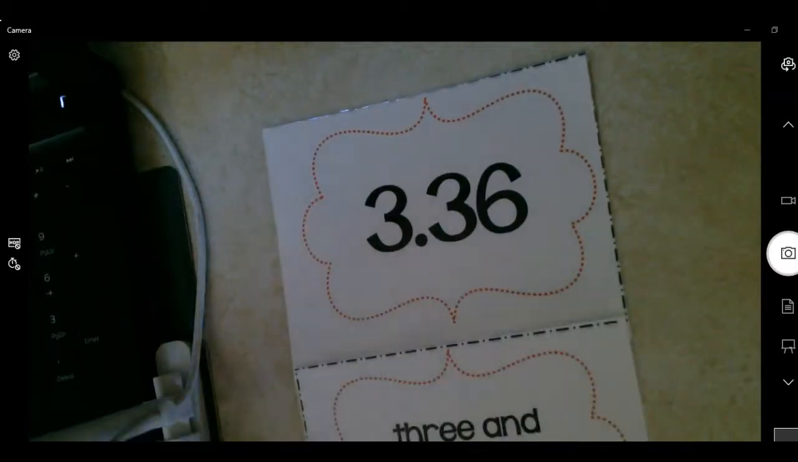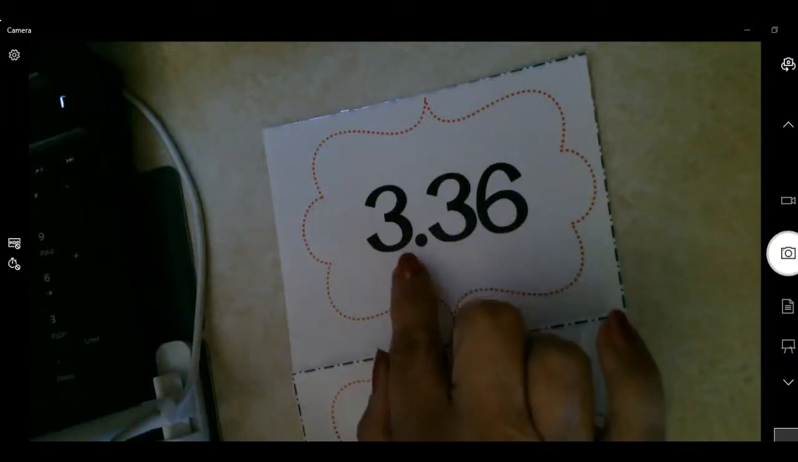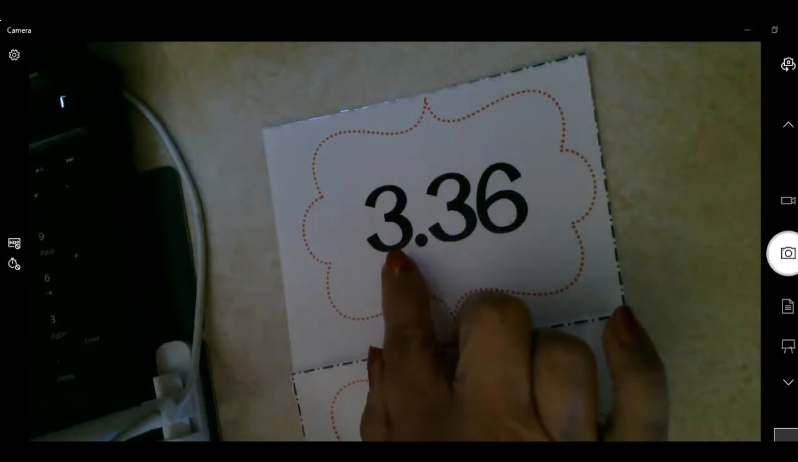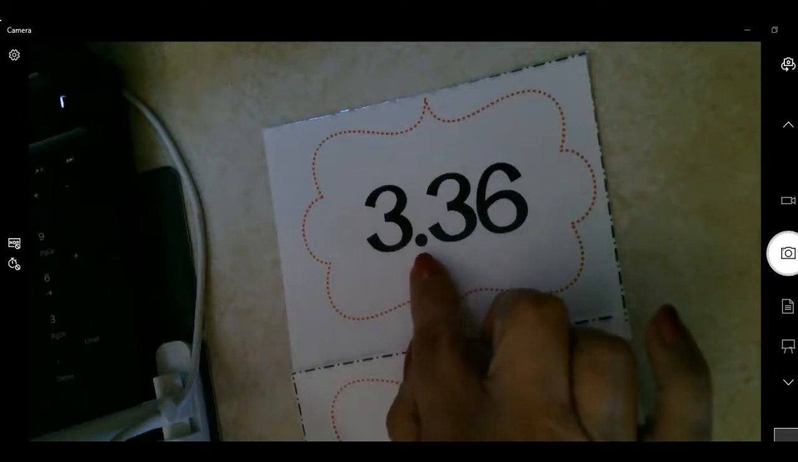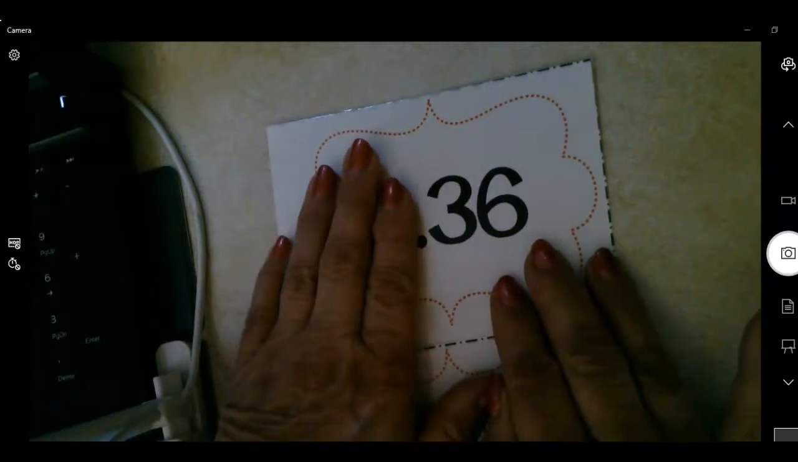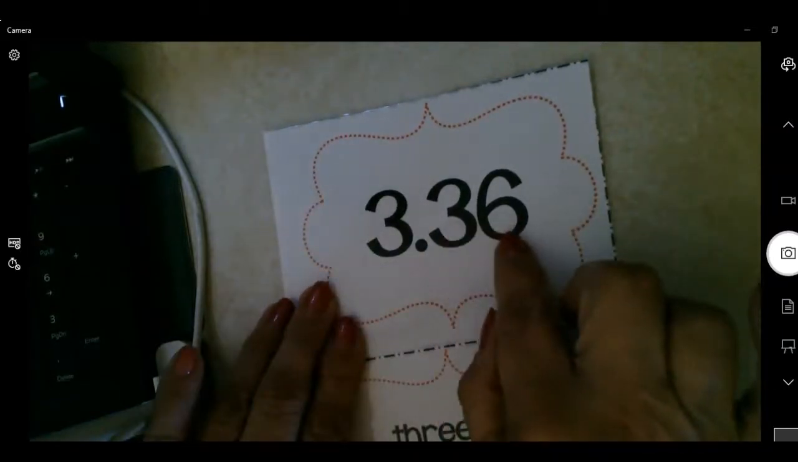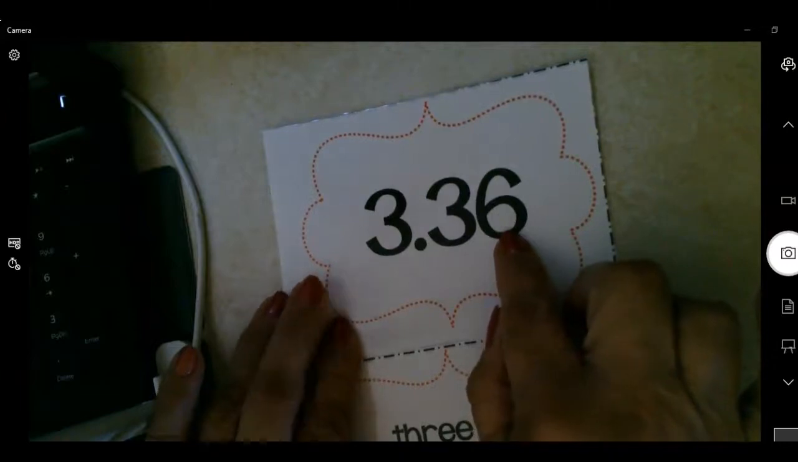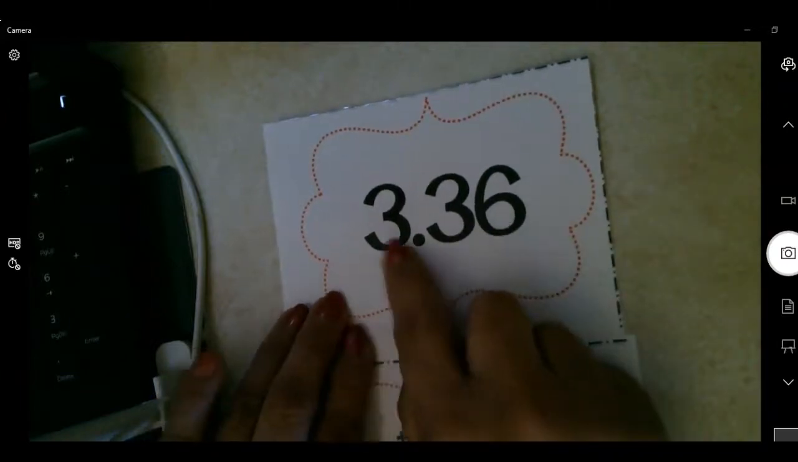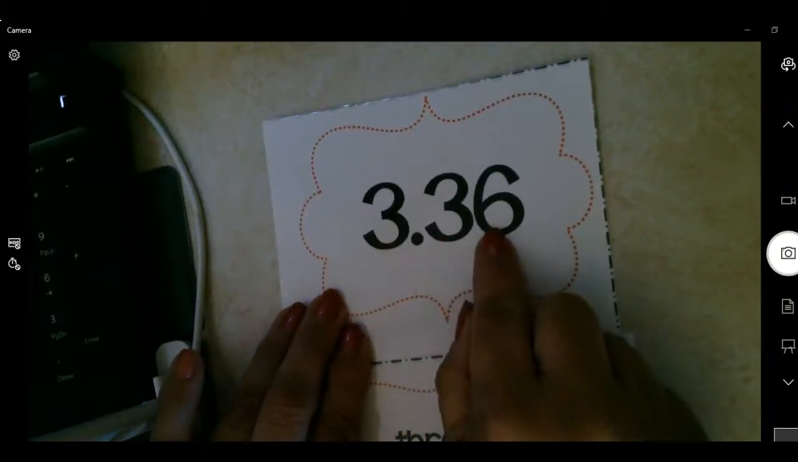We have the same digits as we did before, but this is a totally different number. We would read this number by saying the whole number first, 3. The decimal point says and. Now, first name, 36. Last name is the name of the last place value spot, which is hundredths. So we would read this as 3 and 36 hundredths.